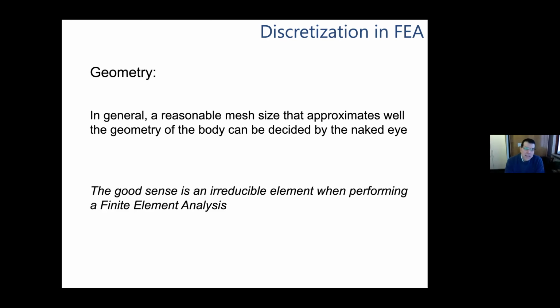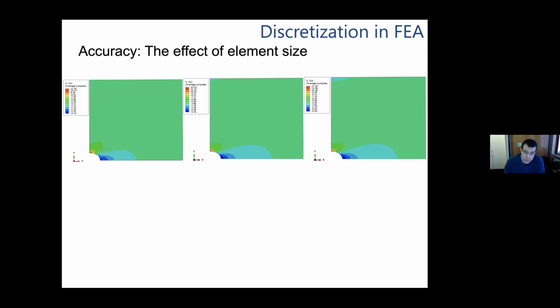So good sense is always a very important ingredient of a finite element analysis. Once we know how to tackle the geometry approximation problem, by using sufficiently fine meshes, we come into the accuracy problem, that is, the effect of the element size. What I'm going to show you here are the results of 3 different analyses. I have hidden the mesh characteristics, but if you look at these solutions, they look pretty much alike. The stress gradient and the stress concentration are very similar in all of them, and the value of the maximum stress on top is similar as well.